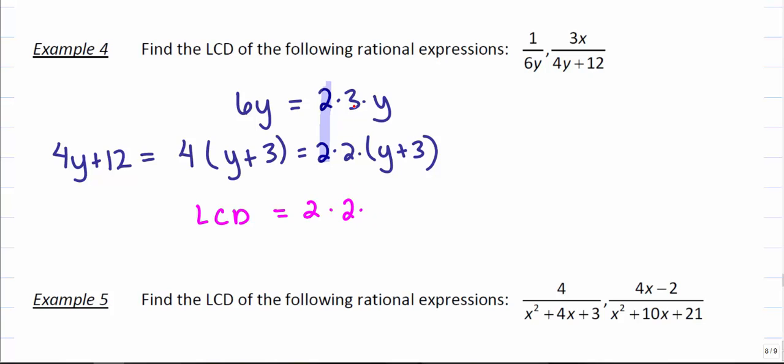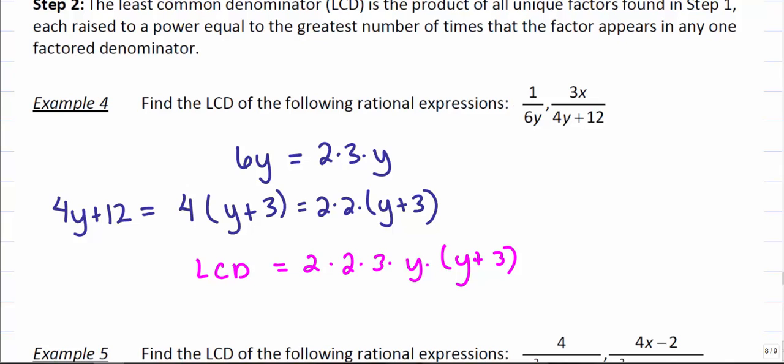So 2, and then I've got a 3 up there, and then I've got a y, and then I've got a y plus 3. But I only needed the 2. Those are common, so they can share a 2. They don't need to both have their own 2's. That's one way to look at it.